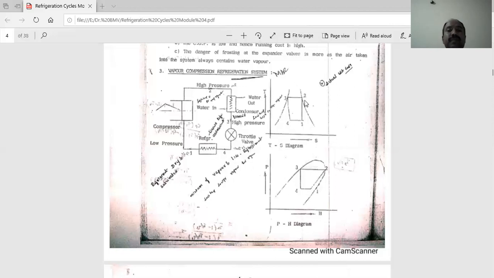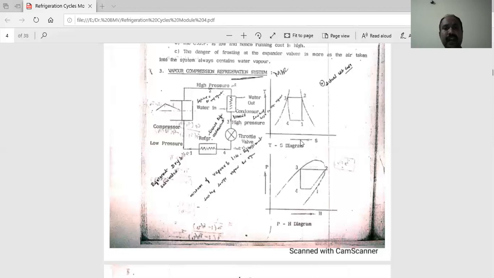1 to 2 is the compression process. 2 to 3 is at constant pressure, it remains constant, and the heat rejection process takes place. 3 to 4, once again the pressure is reduced, the expansion process. 4 to 1, heat absorption takes place here.